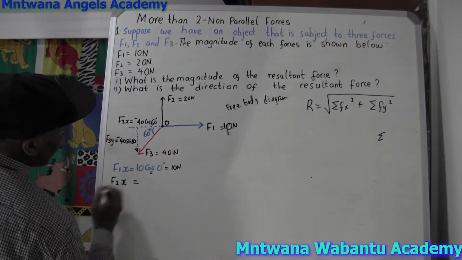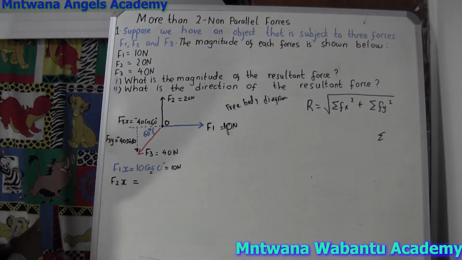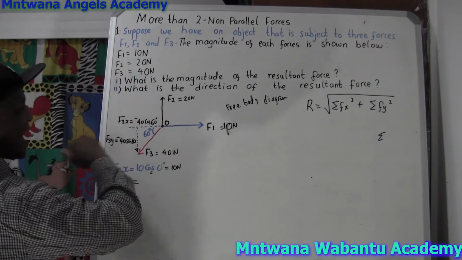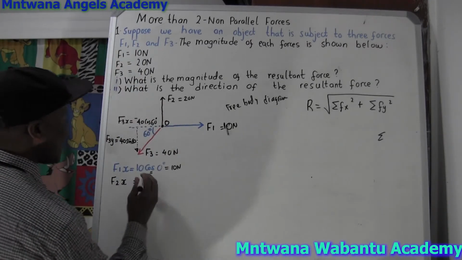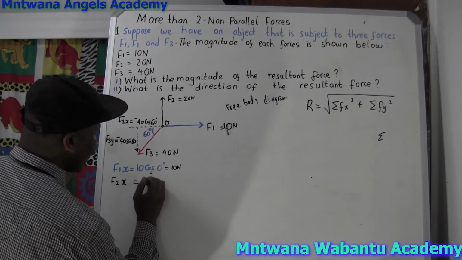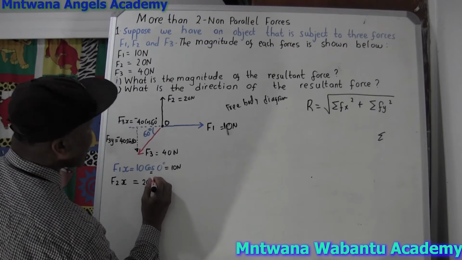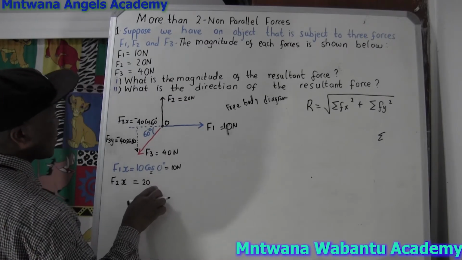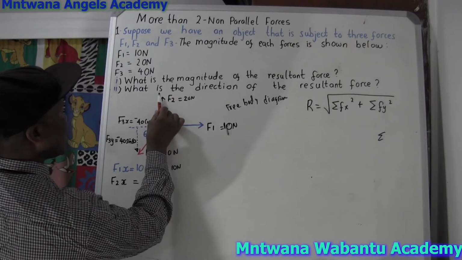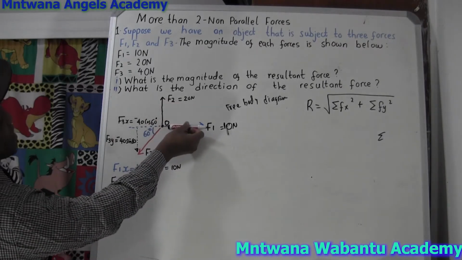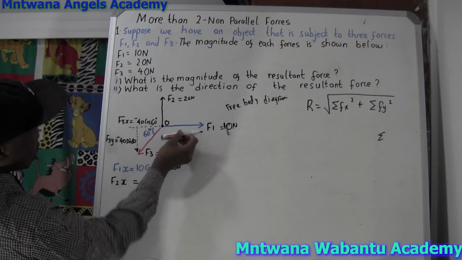So let's get the second f of x. Okay, F2. What is F2? This F2 is vertical up, so it does not act along x. F2 is 20, but it's pointing this way. Does it have anything with the x? It doesn't have any angle with the x, meaning if I had to make it horizontal, it's going to be angle 90.